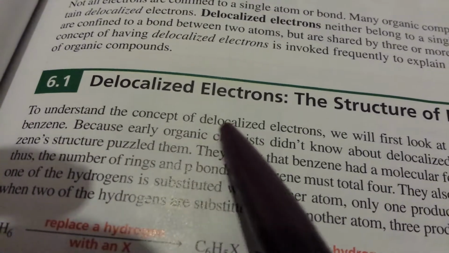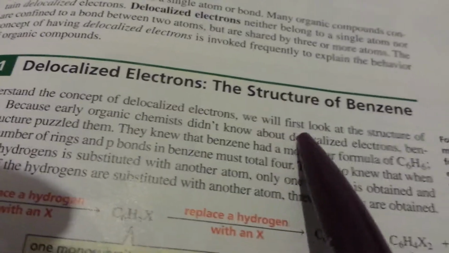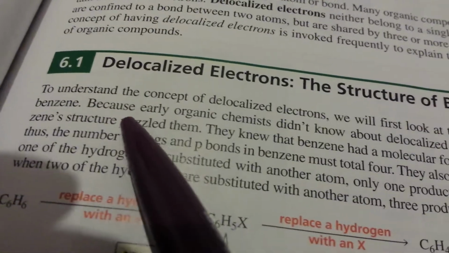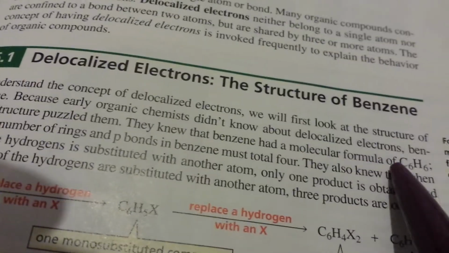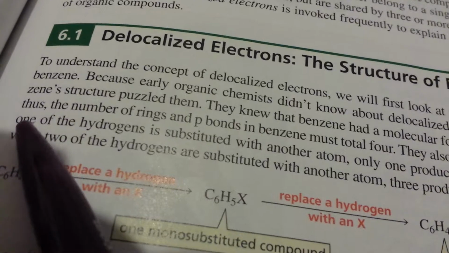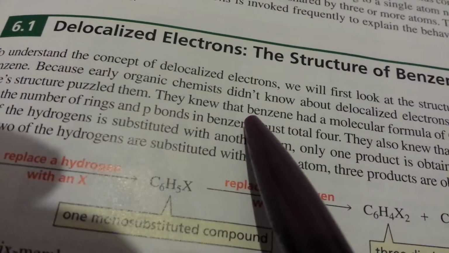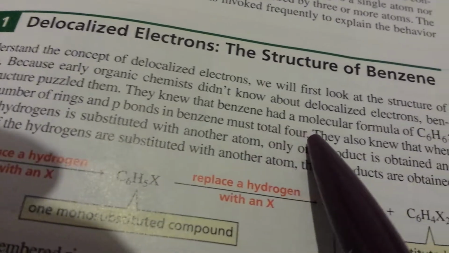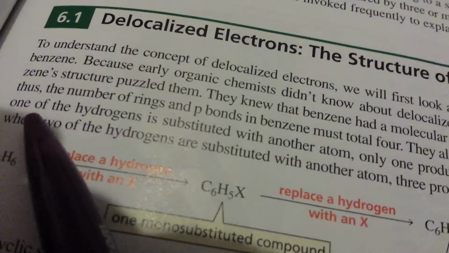To understand the concept of delocalized electrons, we will first look at the structure of benzene, because early organic chemists did not know about delocalized electrons. Benzene's structure puzzled them. They knew that benzene had a molecular formula of C6H6.